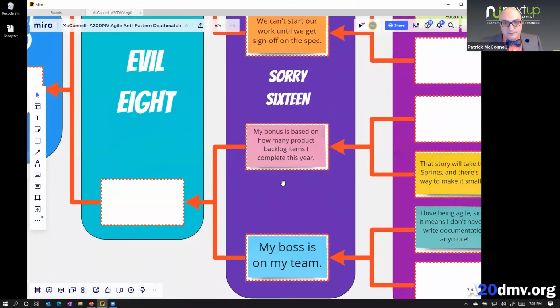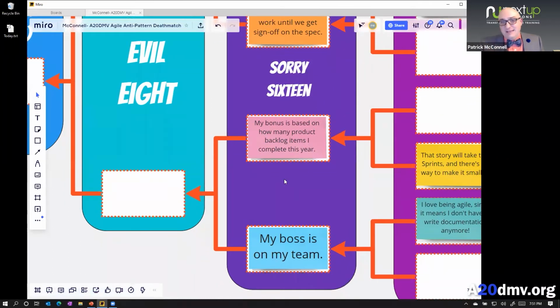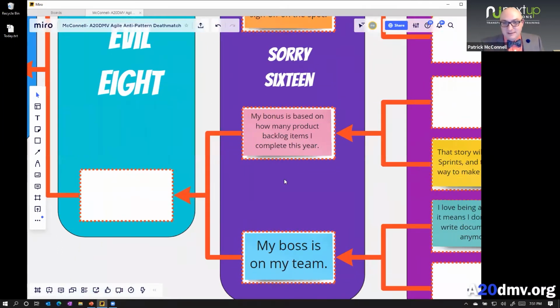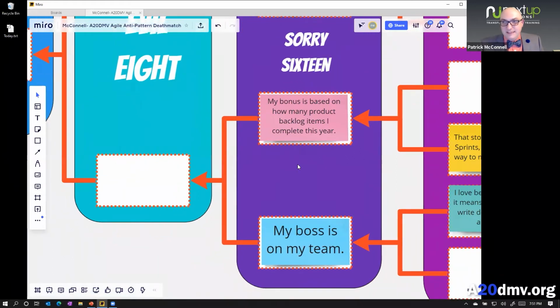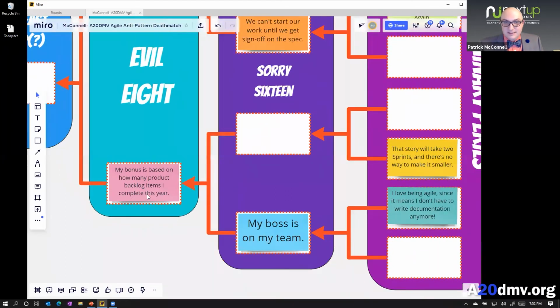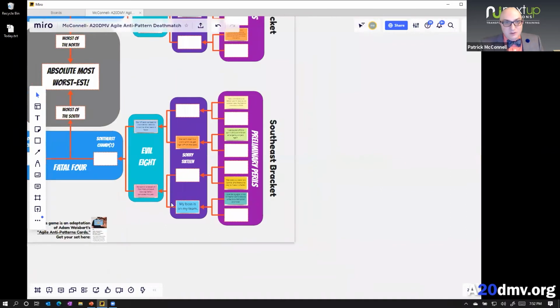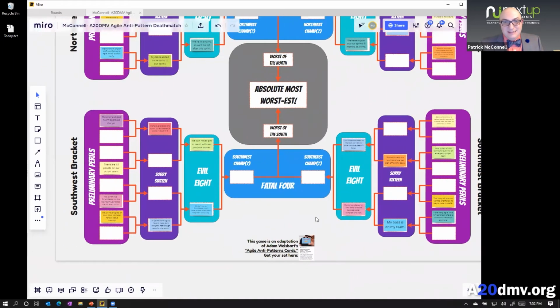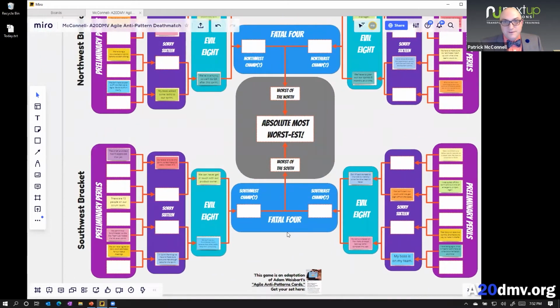Next up, my bonus is based on how many product backlog items I complete this year, or my boss is on my team. Raise your hand for the top one, leave it lowered for the bottom. Oh. All right. I think top one is taking this. All right. The lower one had some strong support in the last round, but I think the top one takes it this time. All right. That means we're now past the Sorry 16 and down to our Evil 8, the quarterfinal.